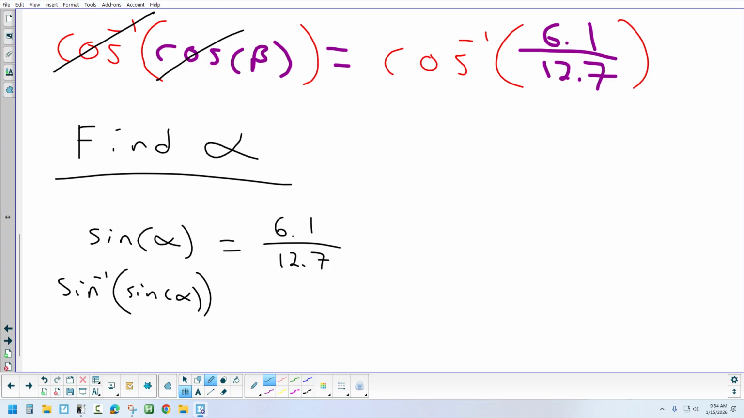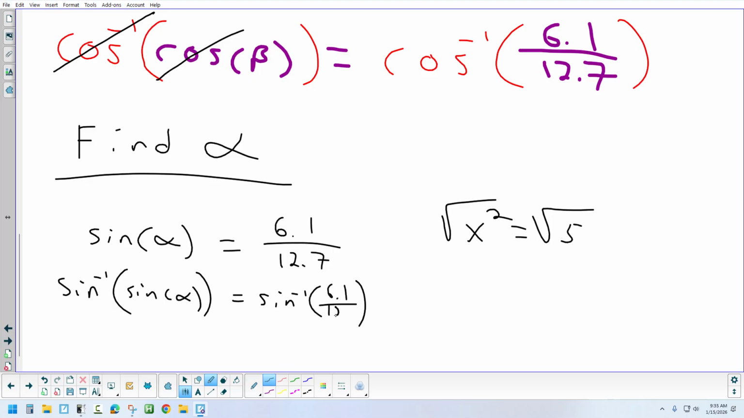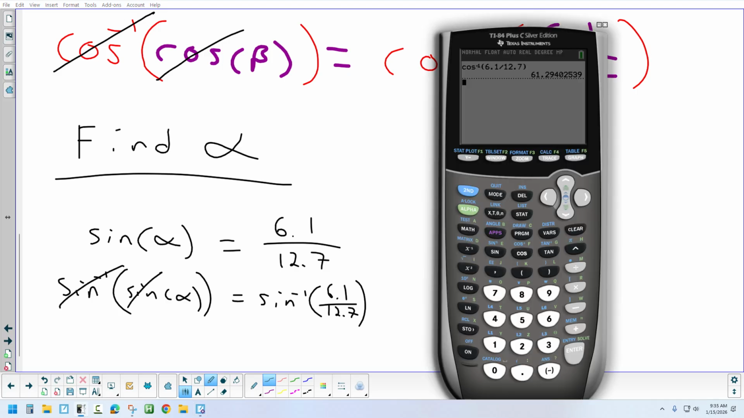There is no multiplication happening there. Just like when I do this, I am not multiplying both sides by the square root. I just took the square root on both sides. There's no multiplication. So take the inverse sine of what's on the left. Take the inverse sine of what's on the right. Inverse and regular sine cancel, and you're left with the inverse sine of 6.1 over 12.7.